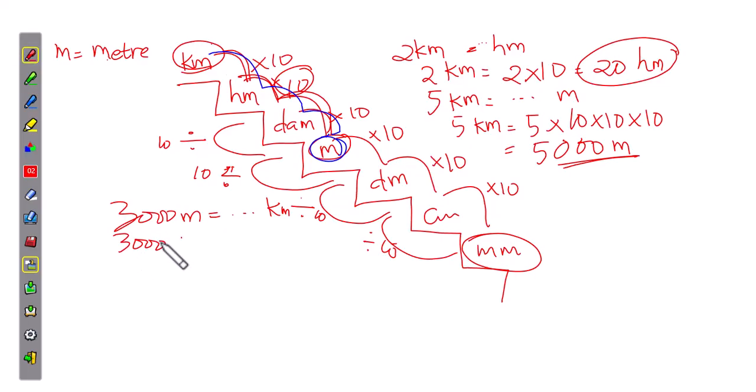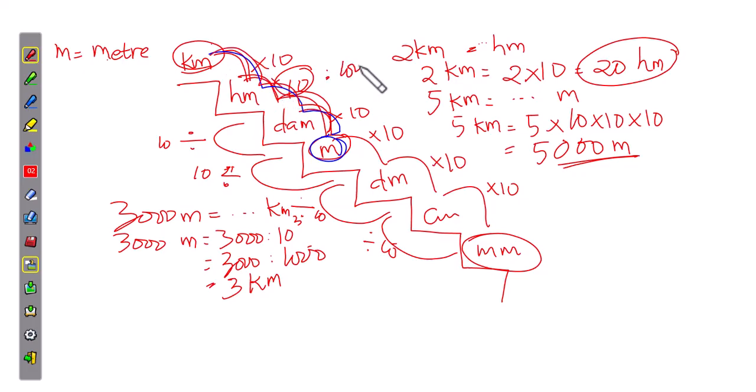So 3,000 meter equals 3,000 divided by 10 to the power of 3. We can write it like this: 10 to the power of 3. So this one must be 3,000 divided by 1,000, which equals 3 kilometer. Since this one goes up 3 times, it means we divide it by 1,000.